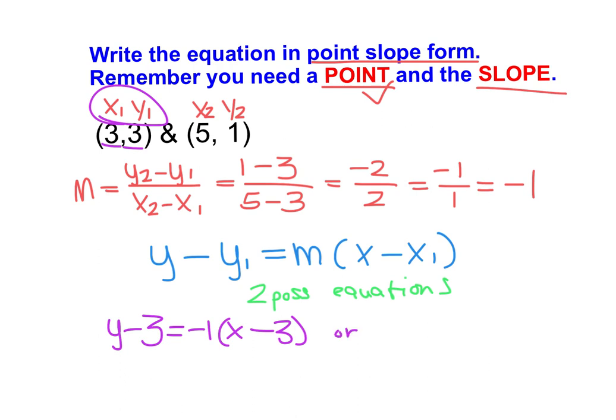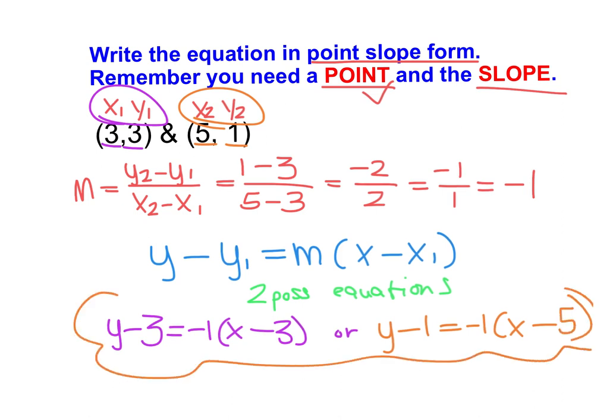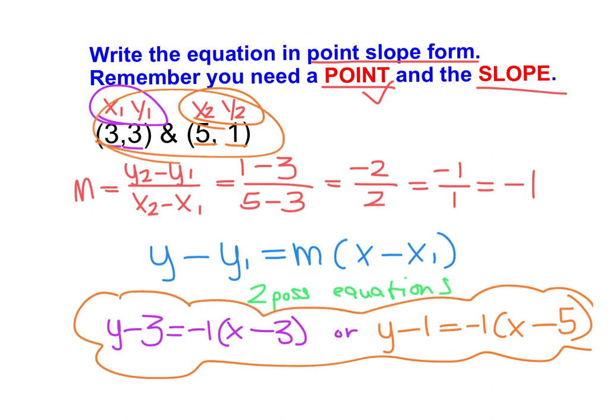A second option that you might have is here in orange. So we might use that second point of 5, 1. So same process, y minus our y-coordinate of 1 is equal to our slope of -1 times x minus our x-coordinate of 5. So either one of these answers right here will work as an equation for the line going through these 2 points in point-slope form.